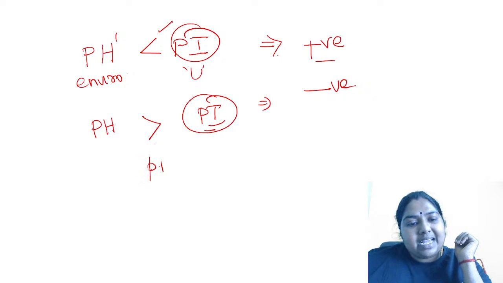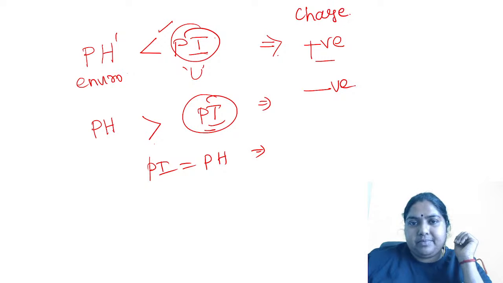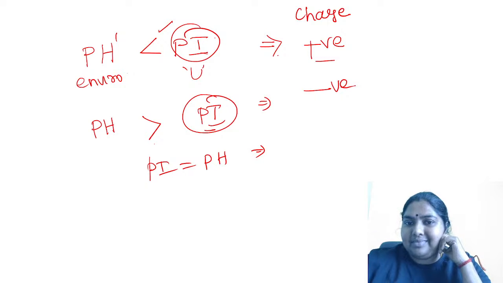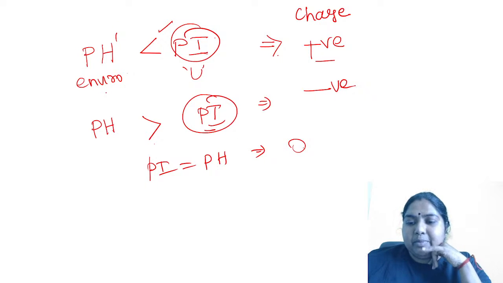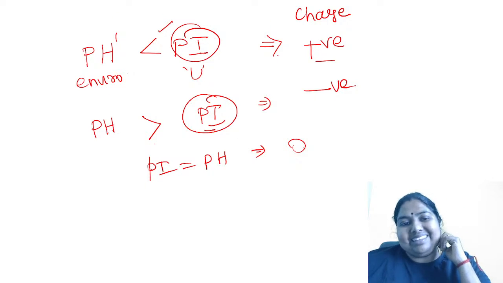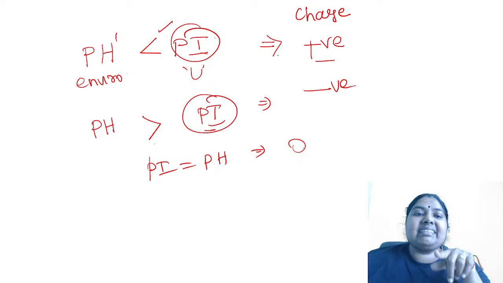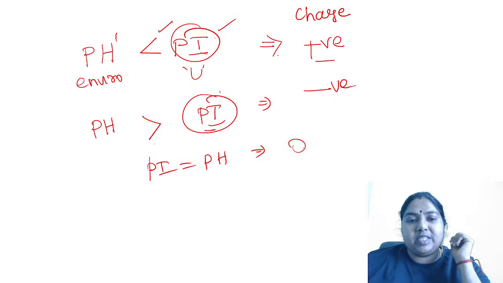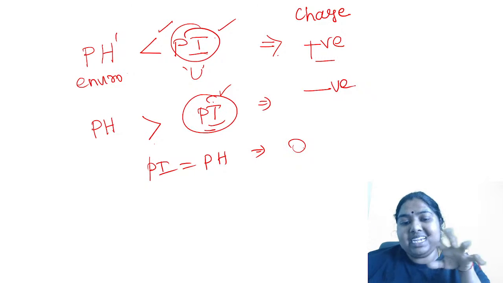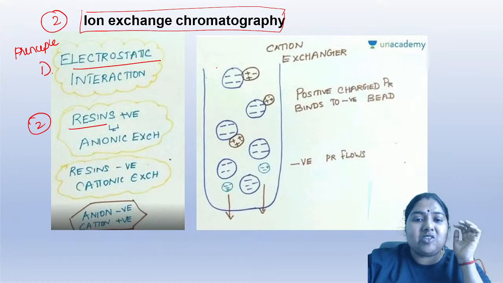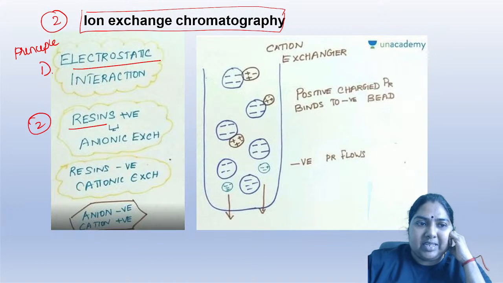That's all. When your pI is equal to pH, then what is the net charge? What will be the net charge when the pI and pH are equal? It is going to be zero charge. Yes, absolutely, Ramprabha. So it is going to be the zero charge. So when the pH is less than pI, you feel positive. When the pI is less, you feel negative. And if they are equal, it is zero. Based on this concept only, your ion exchange chromatography works.